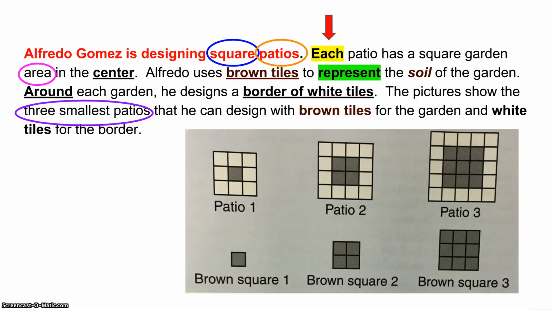The pictures show the three smallest patios that he can design with brown tiles for the garden and white tiles for the border. As we read the last statement, we can focus on the part that states that we will be exploring the three small patios using the brown and white tiles that Alfredo described in the problem task.